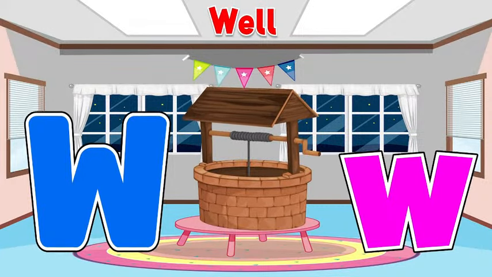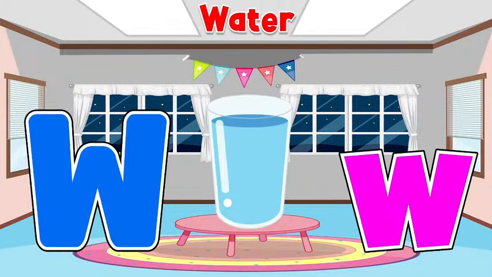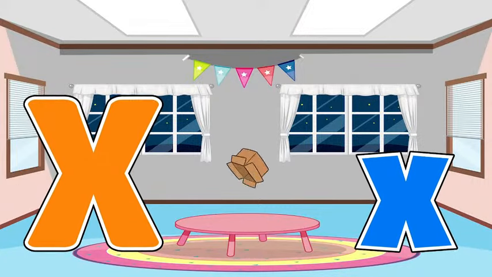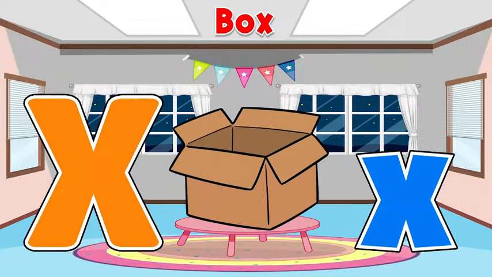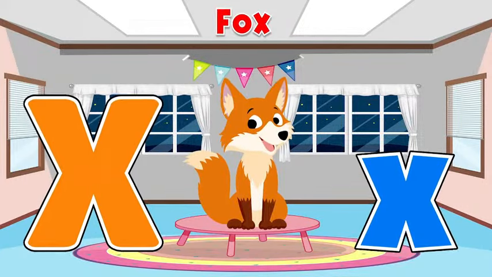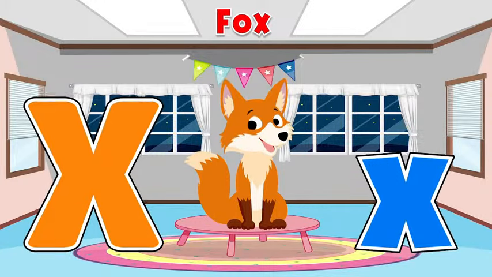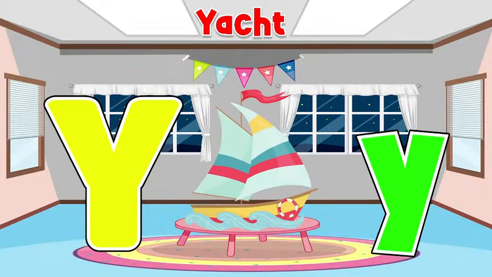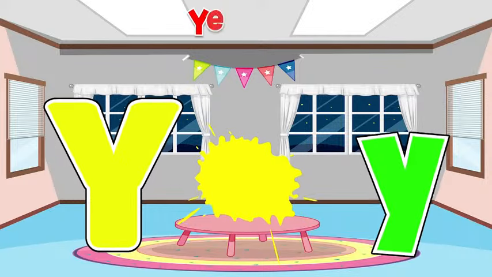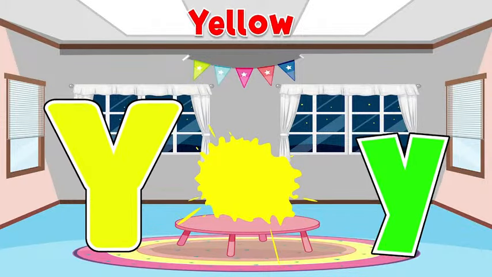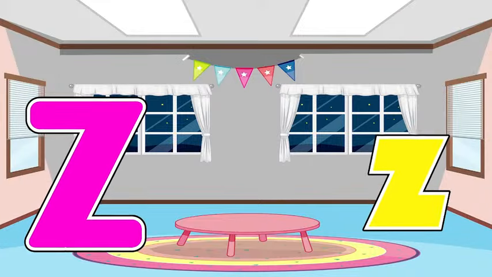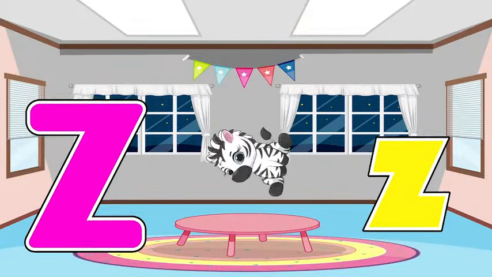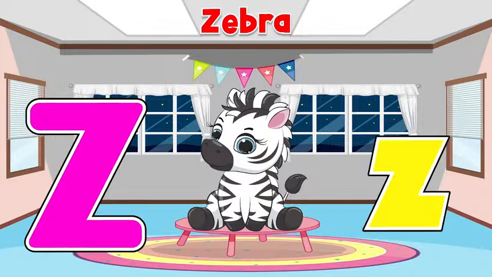W for well. W for water. X for box. X for fox. Y for yacht. Y for yellow. Z for zoo. Z for zebra.